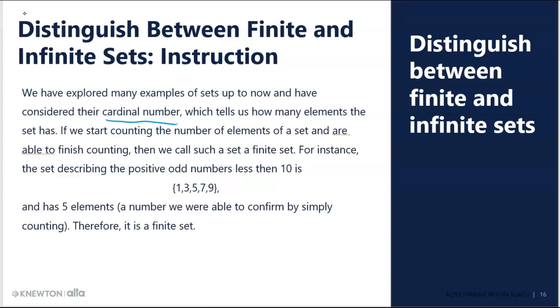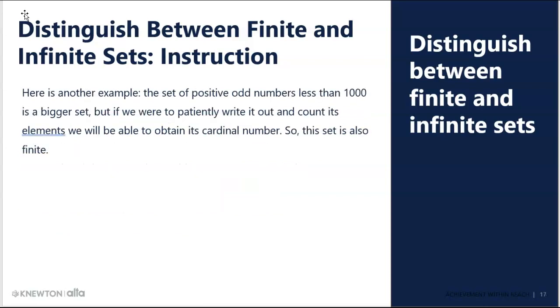So if I have this set containing the positive odd numbers less than 10, 1, 3, 5, 7, 9, I can count. I have 1, 2, 3, 4, 5. There are 5 elements in that set, so the cardinal number is 5. So that's finite. Not all sets are finite. It's not possible to determine a number that's the cardinal number for all sets, though.